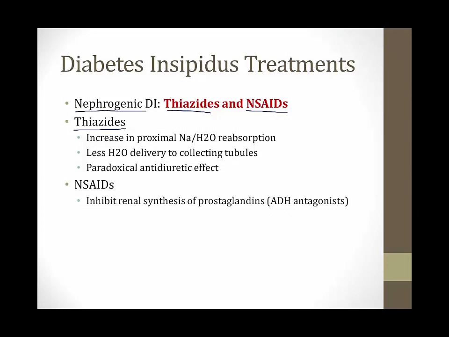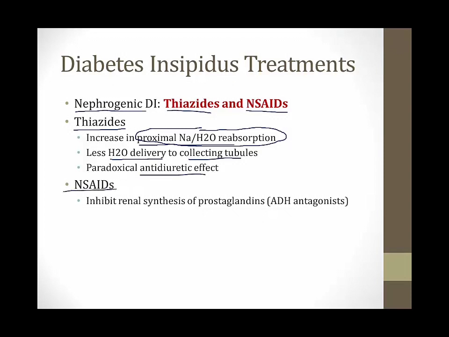This is because they cause a mild state of volume depletion, and this leads to an increase in proximal tubule resorption of sodium and water. In other words, more water is pulled out of the nephron in the proximal tubules in patients taking thiazide diuretics. This means less water is delivered to the collecting tubules, and as a result, there is a paradoxical antidiuretic effect in the setting of nephrogenic diabetes insipidus.